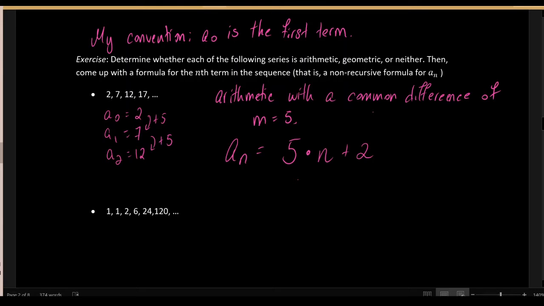And we can confirm, for example, we can check that if n is equal to 2, we get 5 times 2, which is indeed 12. That matches the pattern in our sequence.